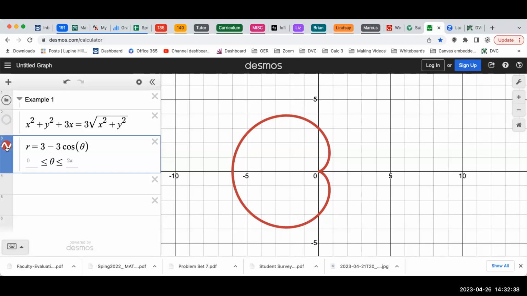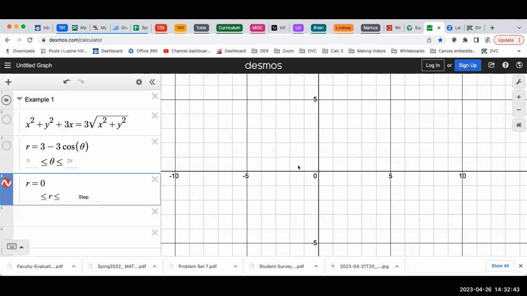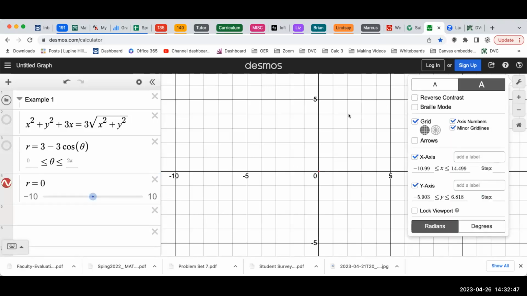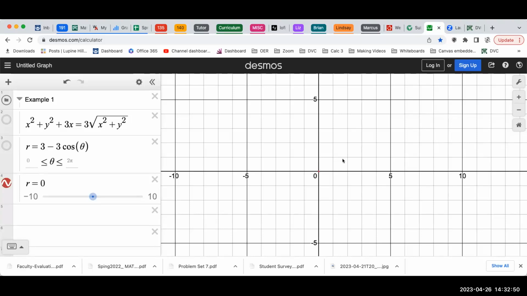But what about the r equals 0? What's the graph of r equals 0? Let me see if you can see the red point. Think about it. In polar coordinates, if r is 0, how far is it from the origin? It's always the origin. It doesn't matter the angle. Is it even a circle at that point? It's a circle of radius 0, sure, because it's the point.